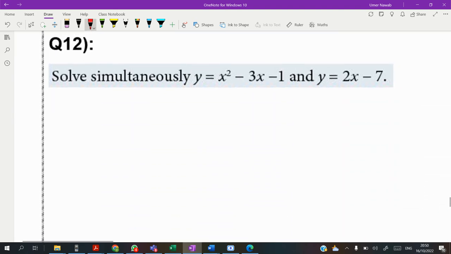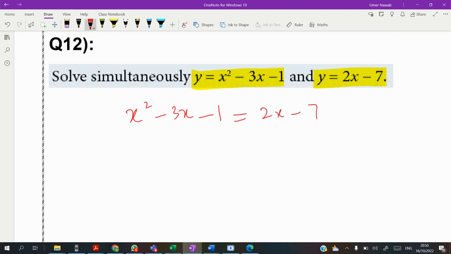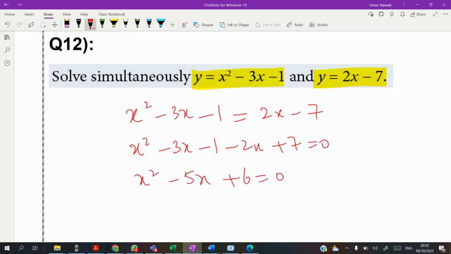Now we got to go to question number 12. It looks like simultaneous equations. One is quadratic and the other one is linear. We need to put them equal to each other. So x squared minus 3x minus 1, we put it equal to 2x minus 7 and try to create a quadratic equation out of it. So send 2x minus 7 to the left. Minus 2x plus 7 is equal to 0. So x squared minus 5x plus 6 is equal to 0.